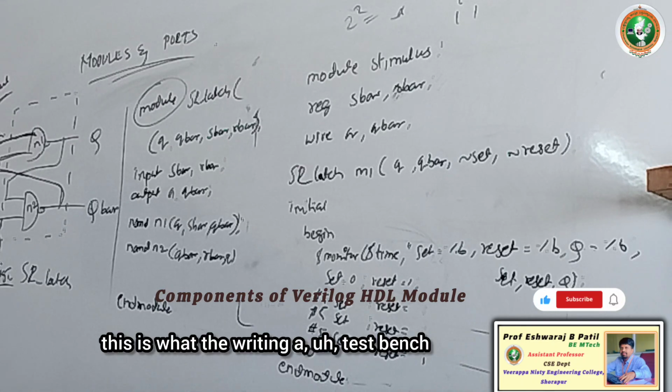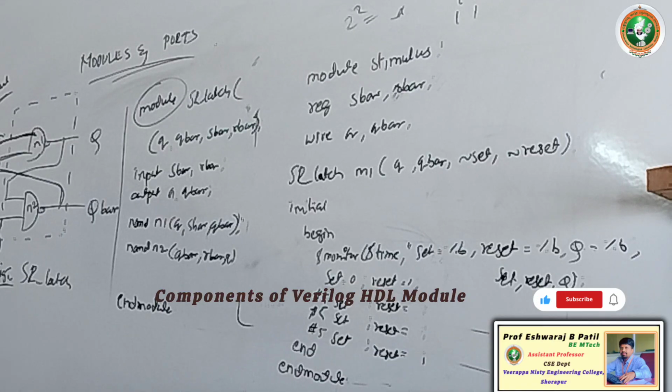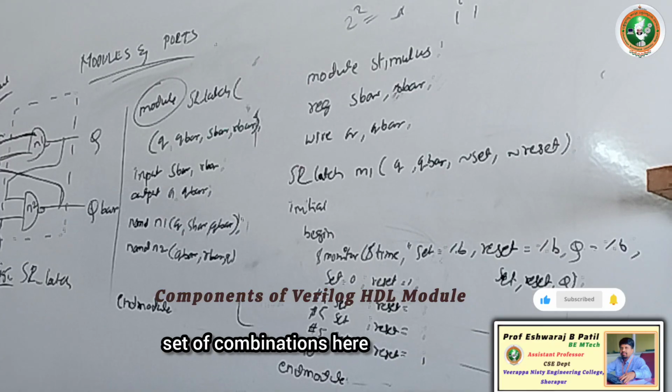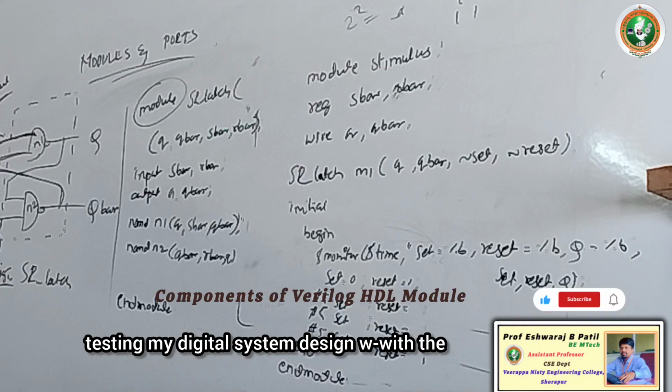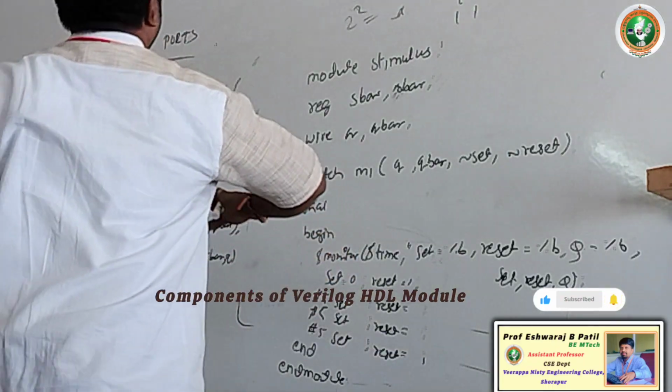Okay, this is how you write a test bench. We are giving not only a single input but a set of inputs for the two-input combinations. We have the set of combinations here, 00, 01, 10, 11. So I am testing my digital system design using a test bench in Verilog HDL.